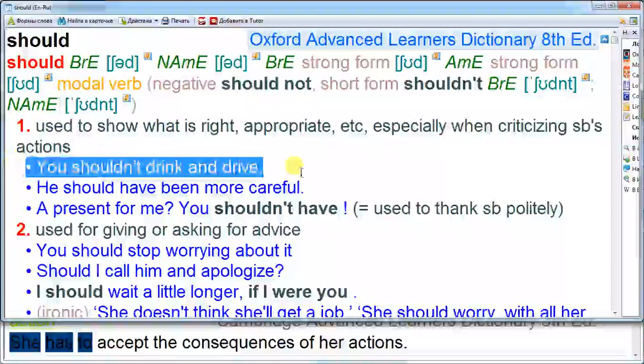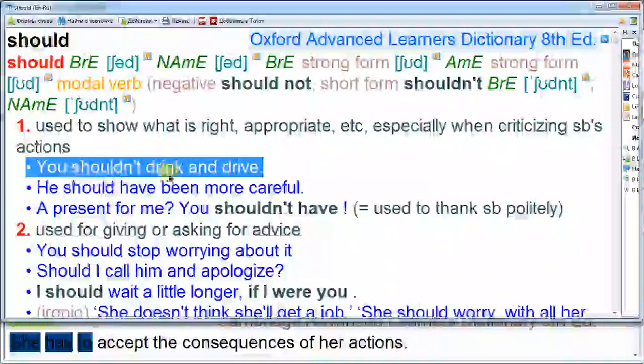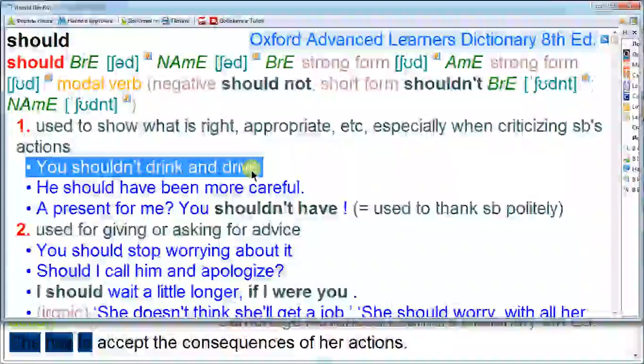You shouldn't drink and drive. Siz gapingiz. You shouldn't drink and drive. Ichib olib haydamaslik kerak. You shouldn't drink and drive. Okay?